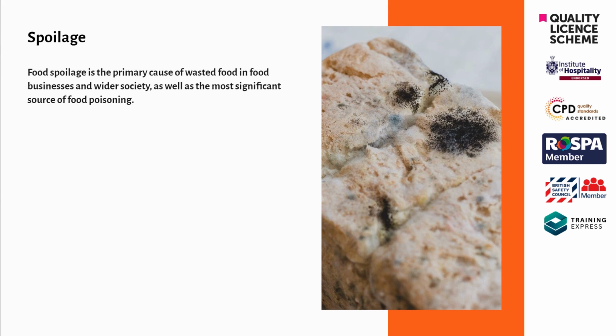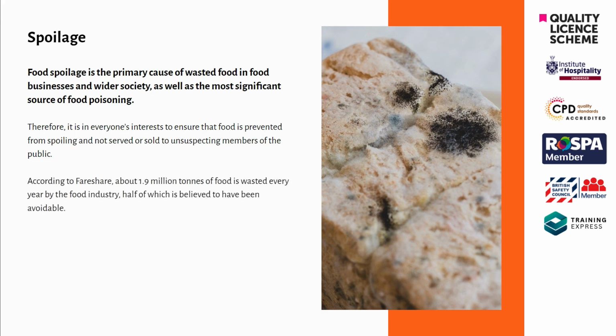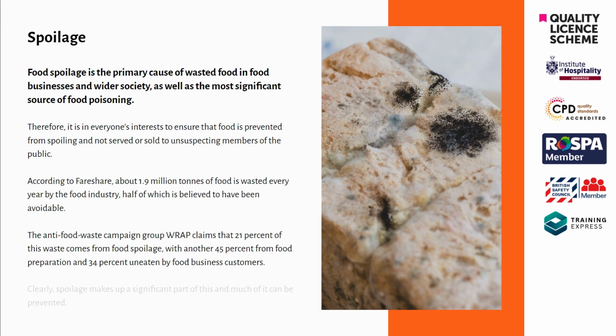Spoilage. Food spoilage is the primary cause of wasted food in food businesses and wider society, as well as the most significant source of food poisoning. Therefore, it is in everyone's interests to ensure that food is prevented from spoiling and not served or sold to unsuspecting members of the public.